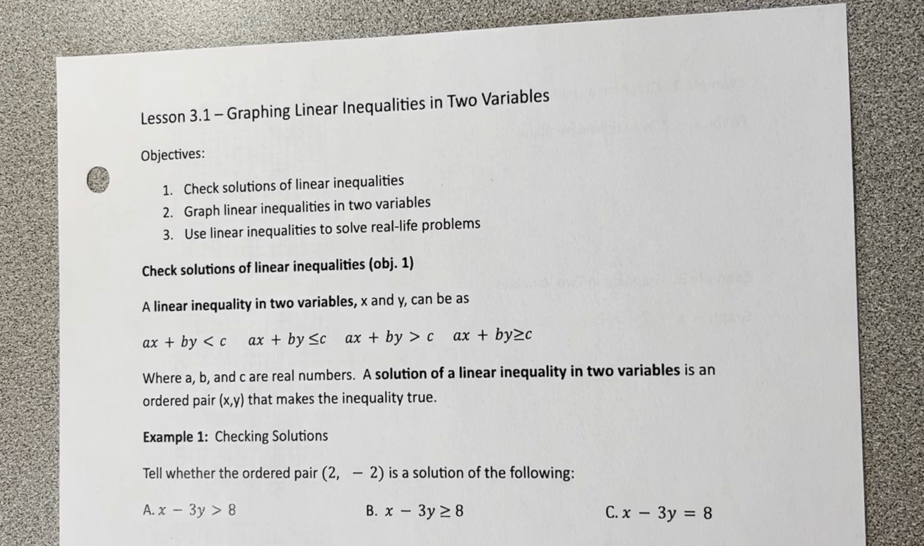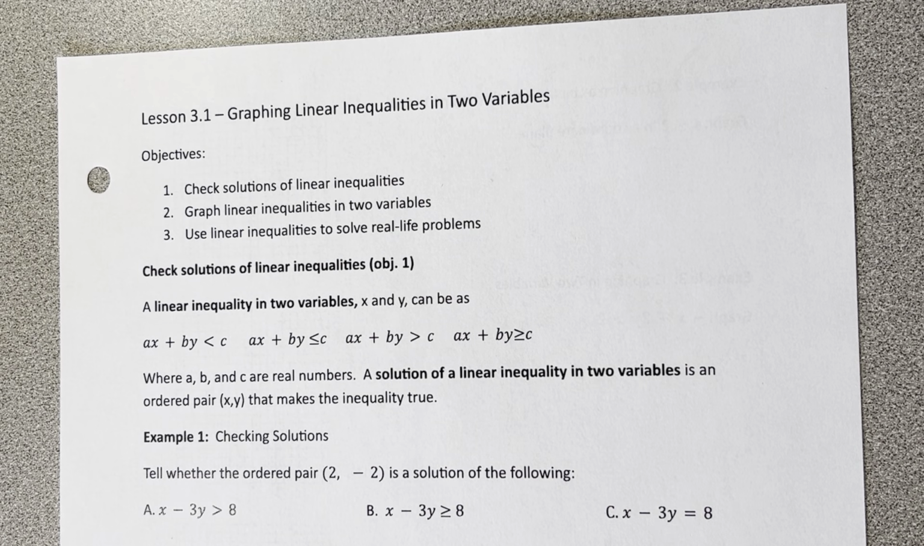Hello, Algebra 1. Today we're looking at section 3.1, graphing linear inequalities in two variables. And this is a difference. We have graphed inequalities, but there was only one variable, so we put those on a number line. But now that there are two variables, we're going to be graphing them on a coordinate plane, so it's a little bit different rules.